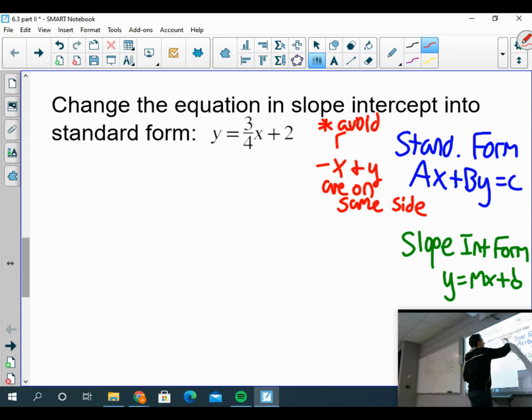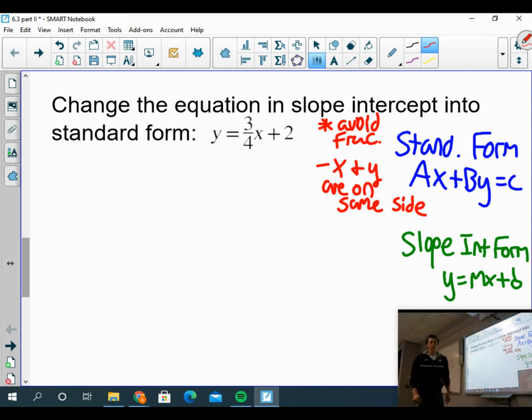What do I mean by that? I mean, we don't want our a and our b value to be fractions. Typically, standard form will have those as whole numbers. So we might take certain steps to get rid of the fractions. Because as we've seen in previous lessons with slope-intercept form, more often than not, our m value will be a fraction. So what makes slope-intercept unique?